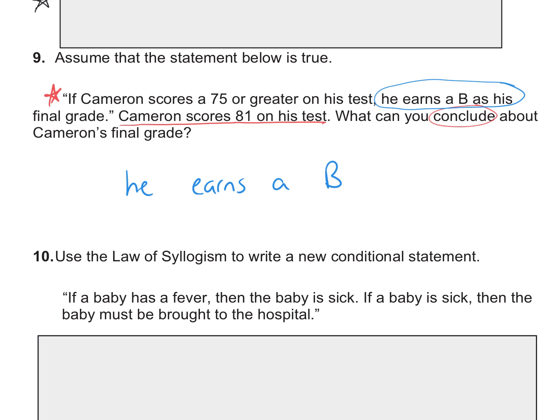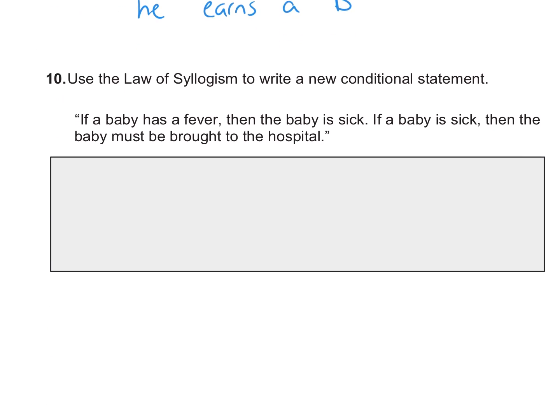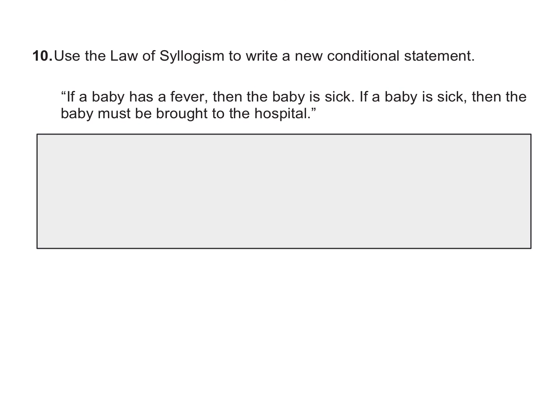Okay? Number 10, it says use the law of syllogism to write a new conditional statement. What does the law of syllogism do? You gotta take out things. Repeat. Yep, take out the repetitive.